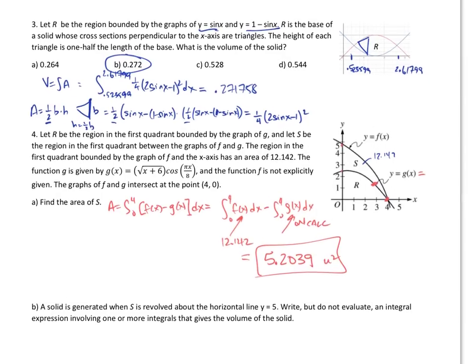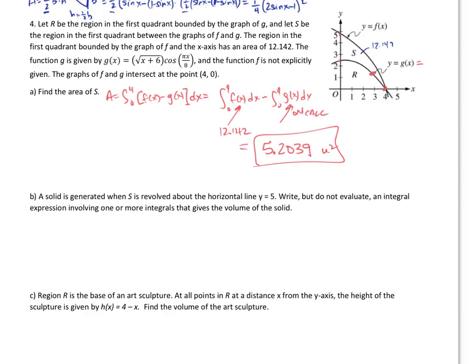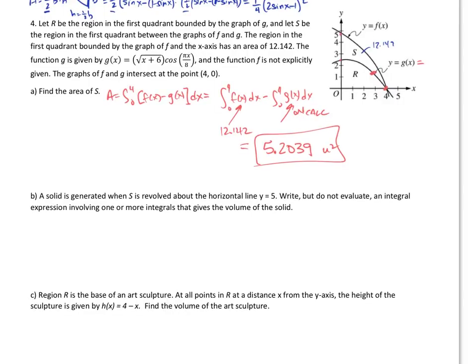All right, moving this up. Let's take a look at the next one. A solid is generated when S is revolved about the horizontal line y equals 5. But do not evaluate the integral. Okay, so we have this situation going on right here. This one and this one intersect, and we have y equals 5, which is right here.